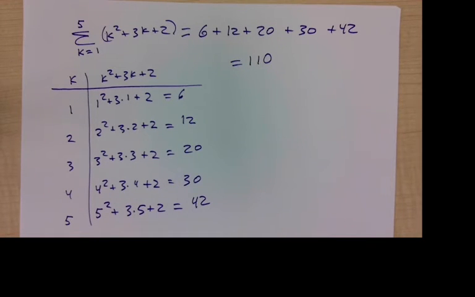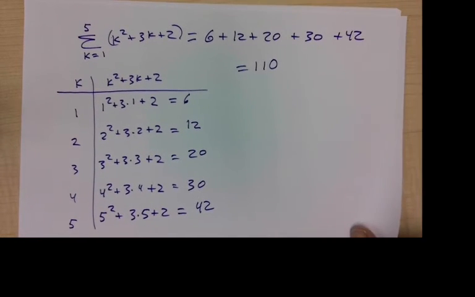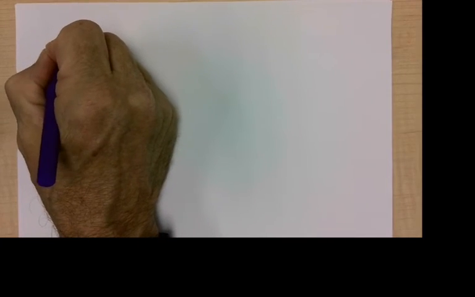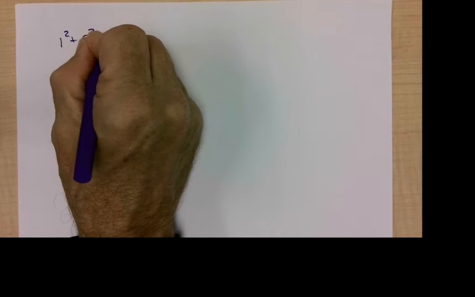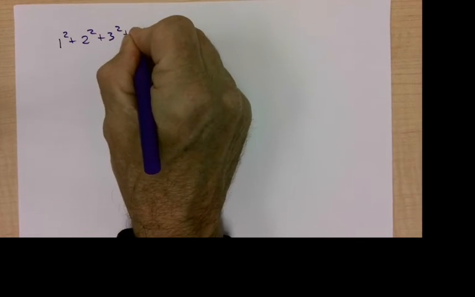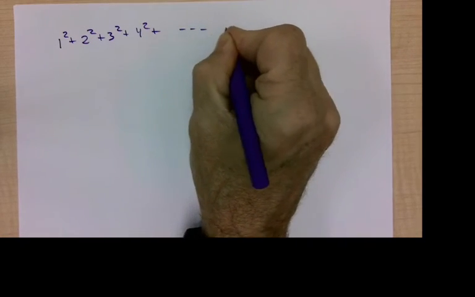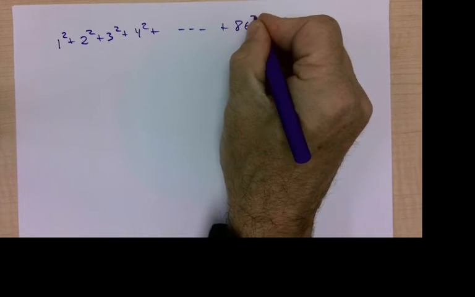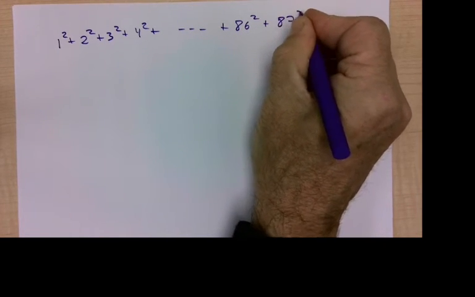Now I want to make sure we can actually reverse this process. If I give you a bunch of numbers, can you determine what the series in sigma notation would be? So for example, if I have 1 squared plus 2 squared plus 3 squared plus 4 squared plus dot dot dot plus 86 squared plus 87 squared.